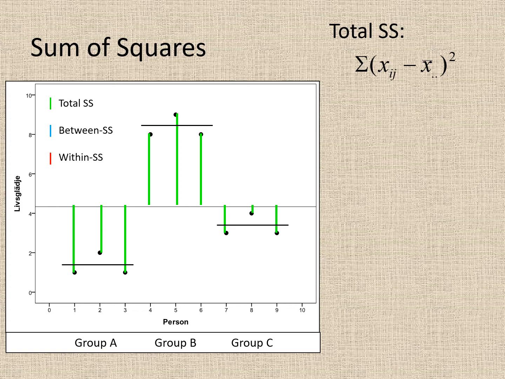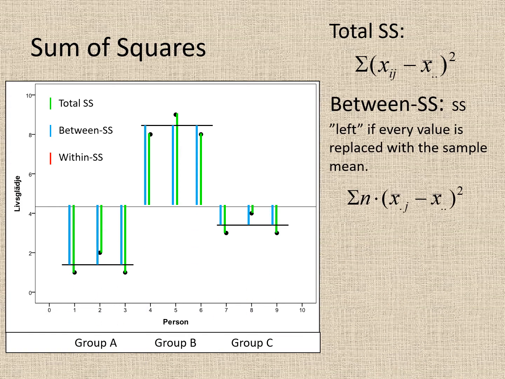Between group sum of squares. How do we calculate that? We do it like this. We, so to speak, replace each value with the sample mean. So we replace those 3 values with the sample mean. We replace those 3 values with the sample mean, and so on.